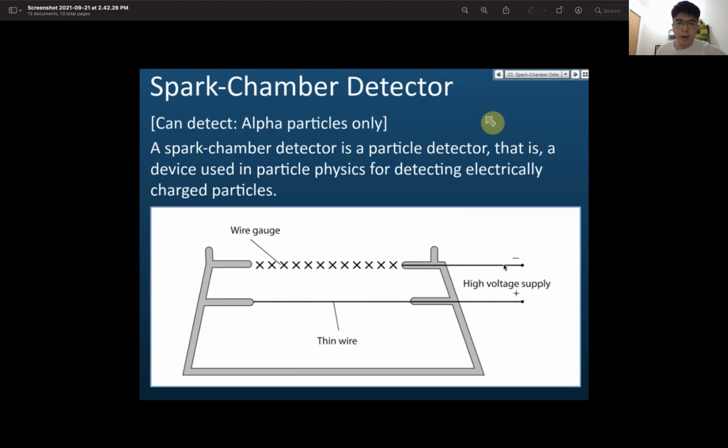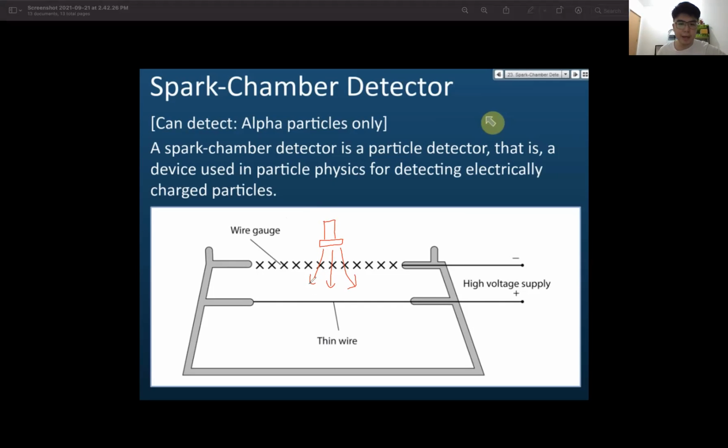Okay, very high voltage. Why high voltage? It is because it needs to attract the small molecules, the small ions, once the air is ionized. Okay, so it's high voltage supply. Now the thing is, where do I put my source? The source is here. I put the source here, and then you emit alpha particle.